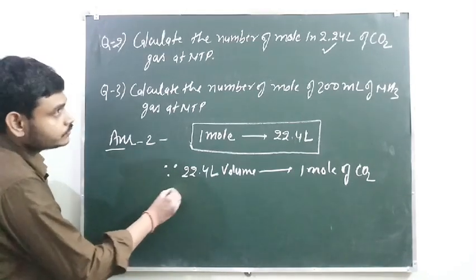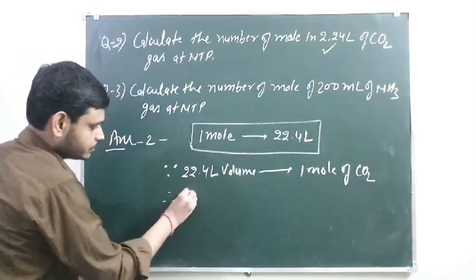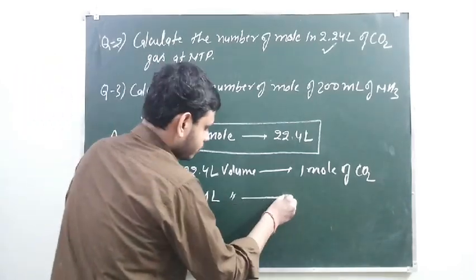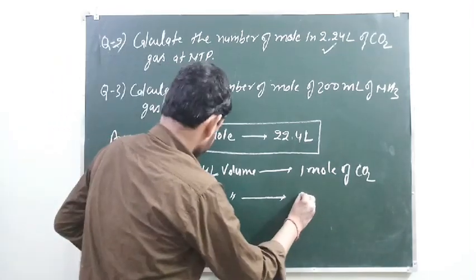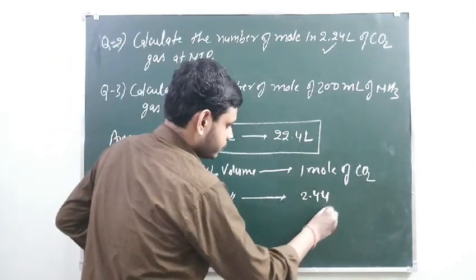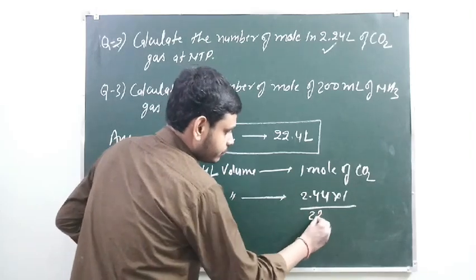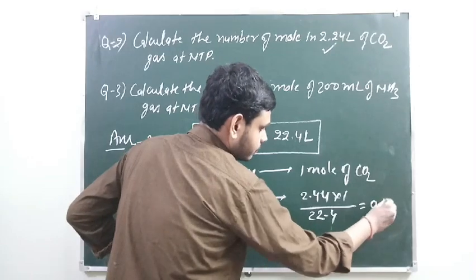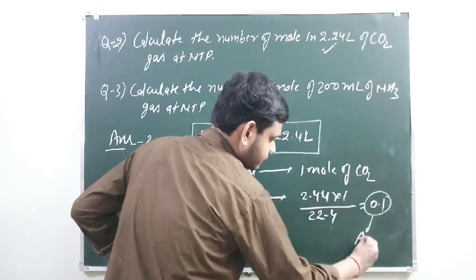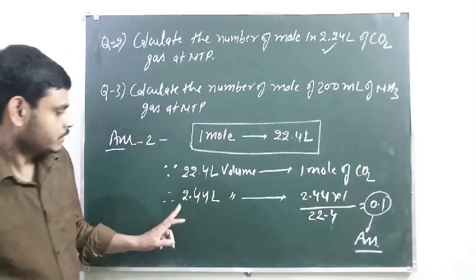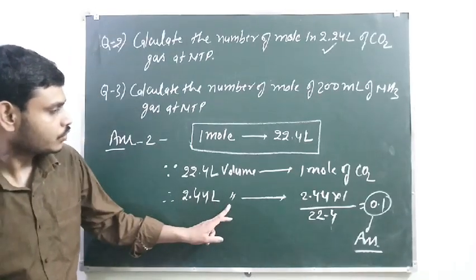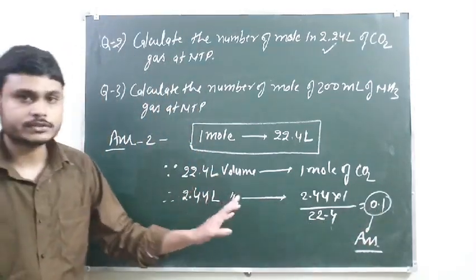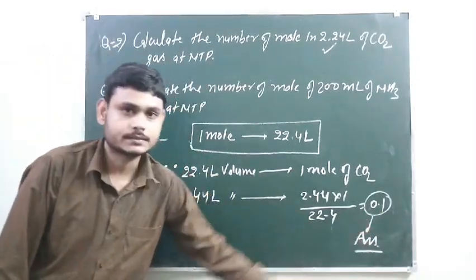therefore 2.24 liter volume is occupied by, that is, 2.24 into 1 divided by 22.4, which is equal to 0.1. Answer. That is, 2.24 liter volume is occupied by 0.1 mole of carbon dioxide gas. This is the answer.